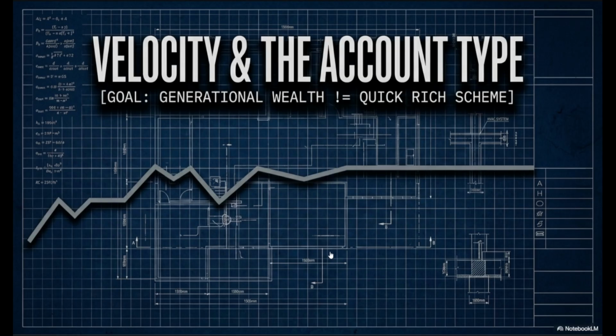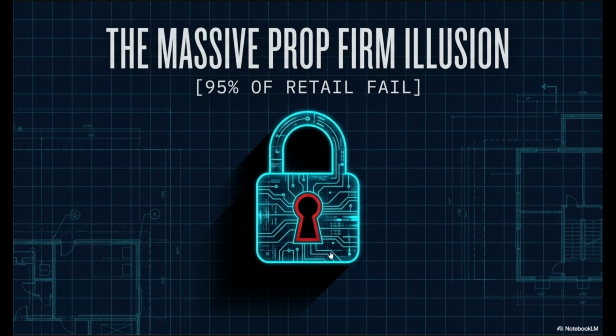So what do the smart operators do? They seek institutional leverage. They go after prop firms. But here is the massive illusion that destroys 95% of retail traders. They apply personal account risk models to funded accounts. If you take an aggressive 2% risk per trade on a $100,000 prop firm account, you feel like a genius when you win. But what happens when variance hits?